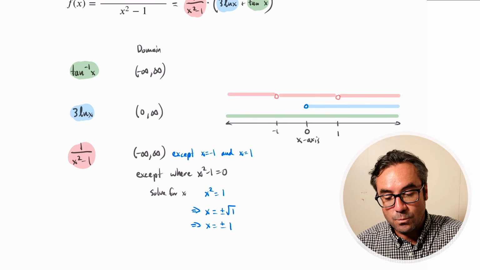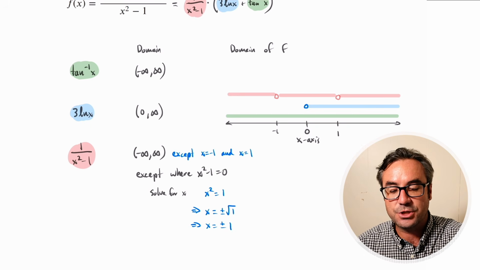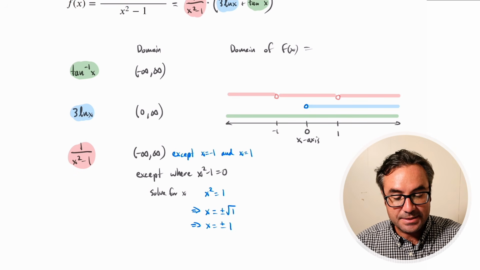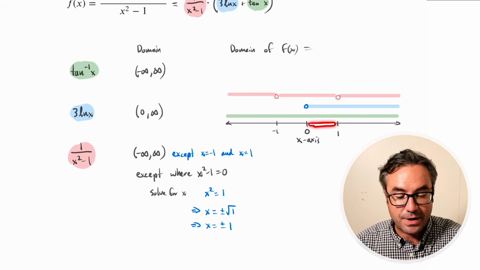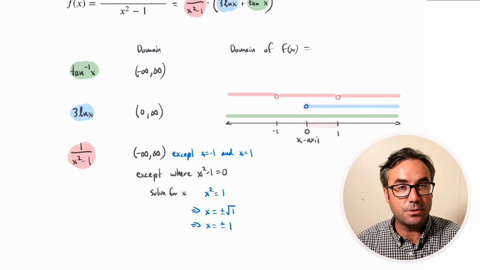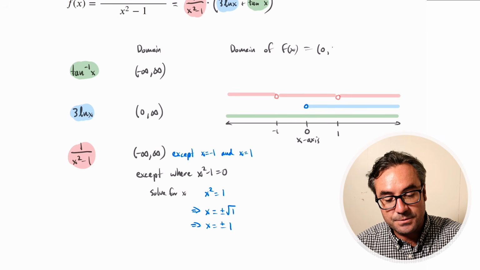So if we line everything up, we're able to figure out the domain of our original function f of x. And it's everything in this stretch in between 0 and 1, except we can't include 0 because that one point was missing, and we can't include 1 because that other point was missing. So it's going to be the interval from 0 to 1.